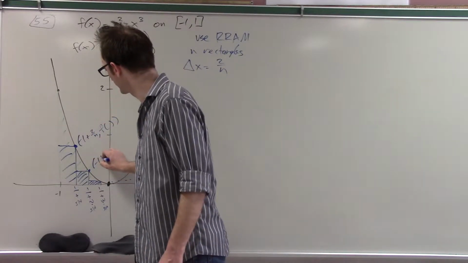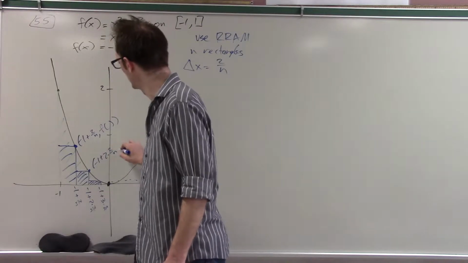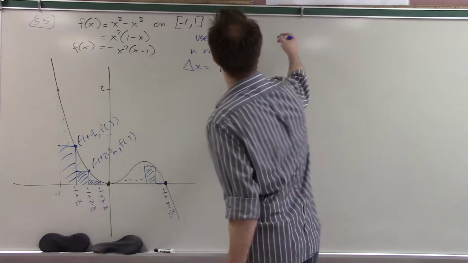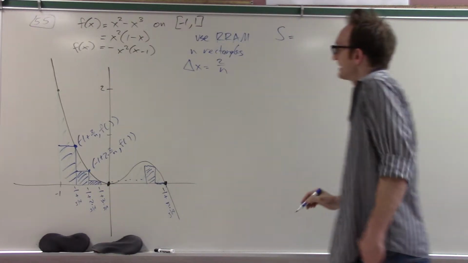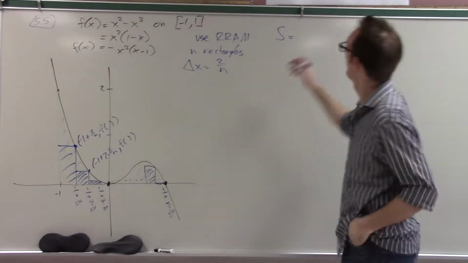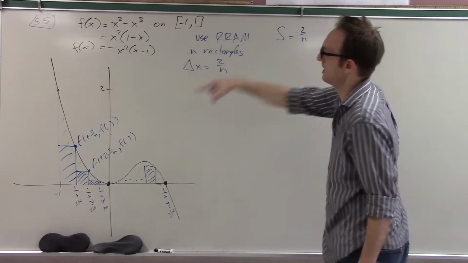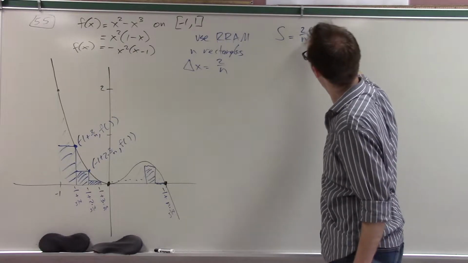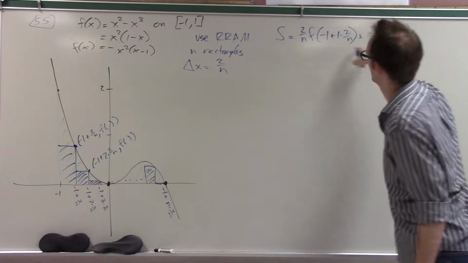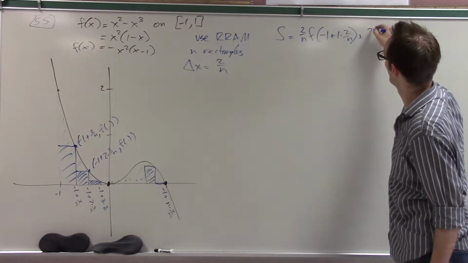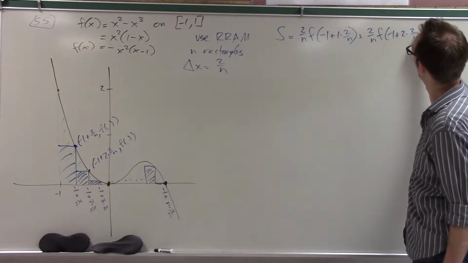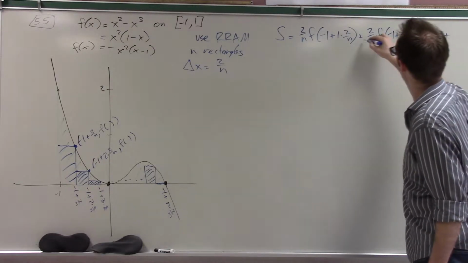And this is -1 plus 2 times 2 over n, comma, f of that, et cetera. And so we can write out what S is, the sum of the areas of all the rectangles. The first rectangle is going to have width 2 over n and height f of -1 plus 1 times 2 over n. The second rectangle will have width 2 over n and height f of -1 plus 2 times 2 over n. Plus, et cetera.